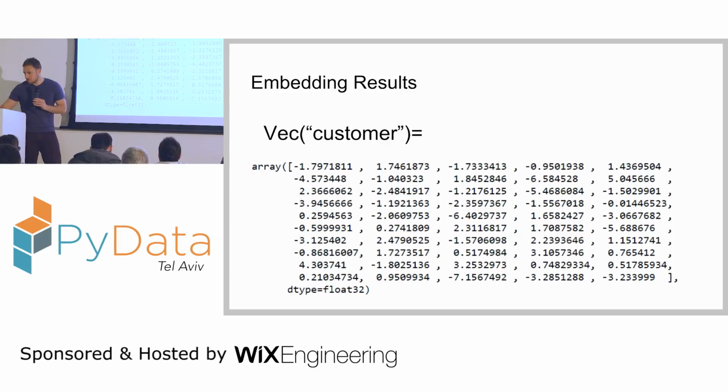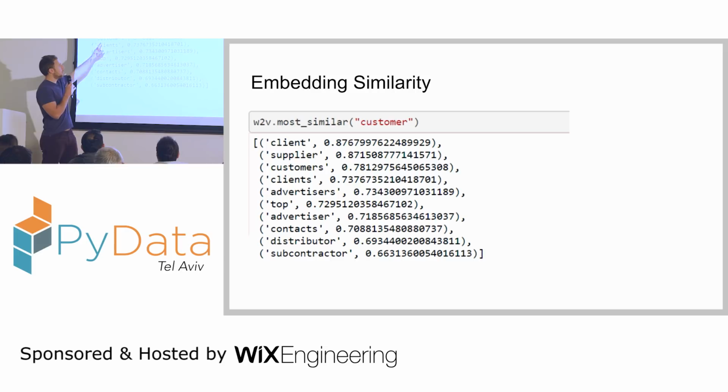But if I apply cosine similarity, I can find the vectors for the words that are appearing in similar context. For example, in legal contracts, I can replace customer with client, supplier, customers, etc., which is super cool. Like all of those vectors are pretty much the same.